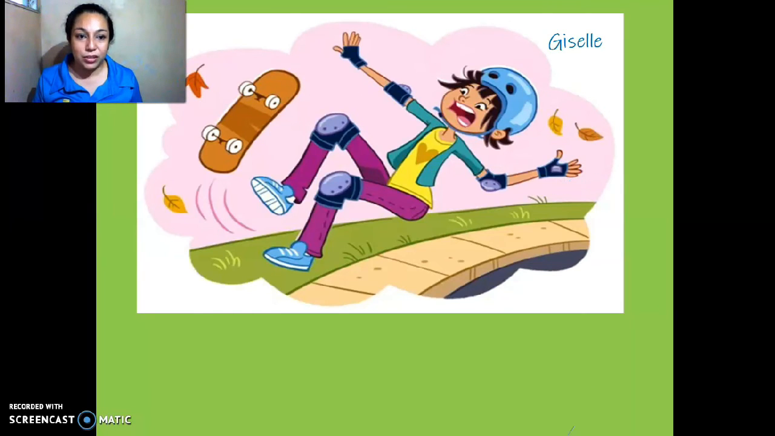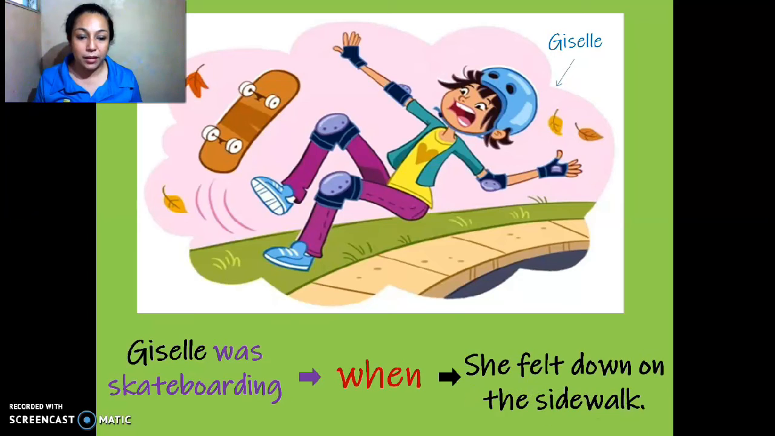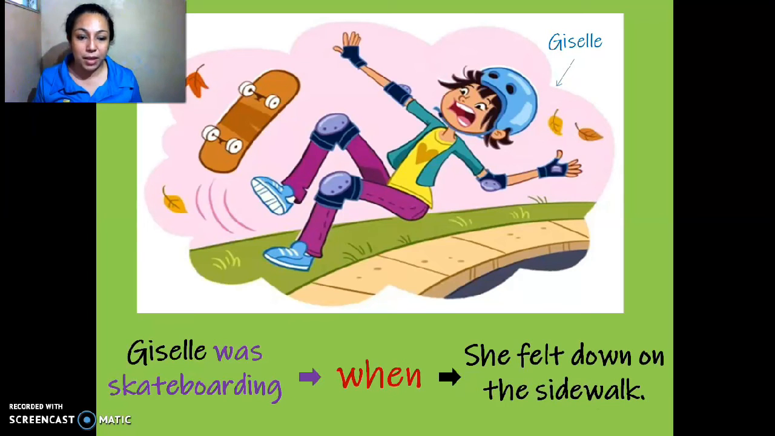Okay, now we have this next example. She is Giselle, and what happened with Giselle? Giselle was skateboarding, then we have the adverb of time, that is when, and the second action, that means the action that interrupted the first one, when she fell down on the sidewalk. That means this last action interrupted the first one. Giselle was skateboarding when she fell down on the sidewalk.